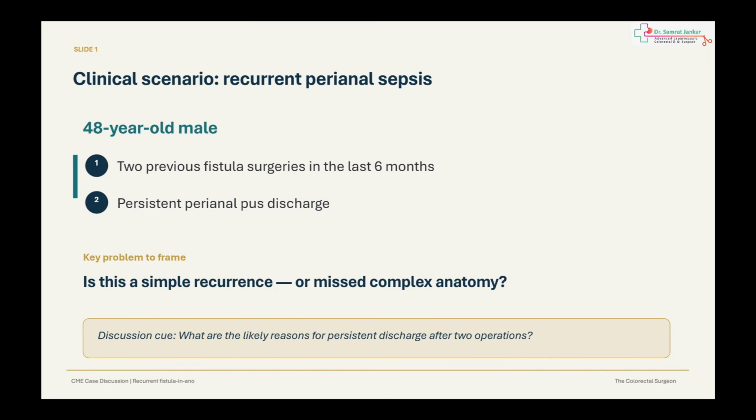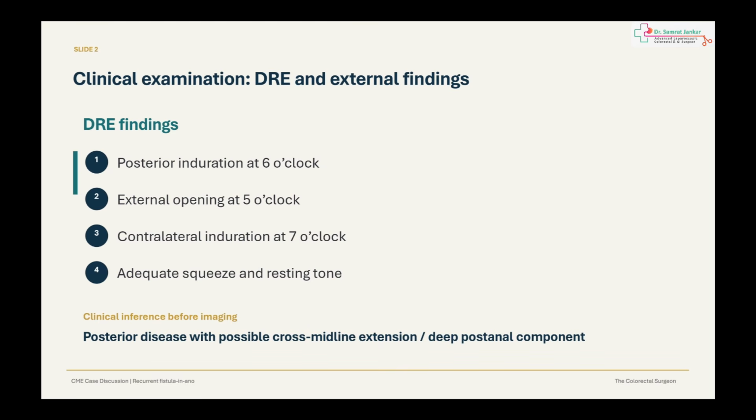Good morning, everyone. We are seeing an interesting case for discussion. A 48-year-old male with two prior surgeries, 6 months, having persistent perianal discharge. The key question is: is it recurrence or is it mixed complex anatomy? Because every time we call it recurrence, it cannot be recurrence. It might be something the surgeon might have missed to deal with before taking the incision.